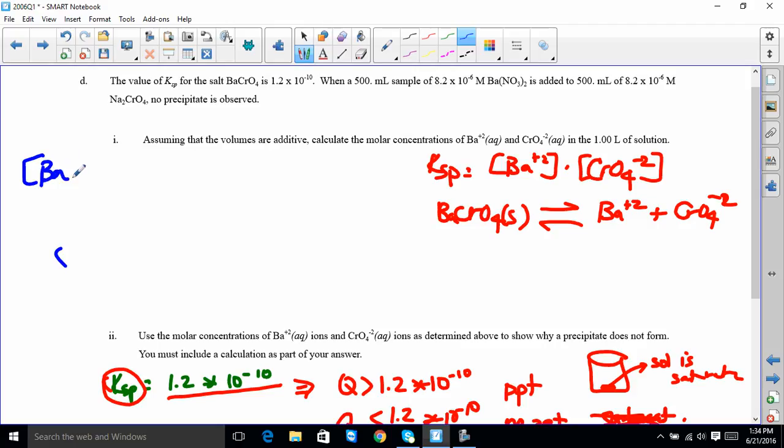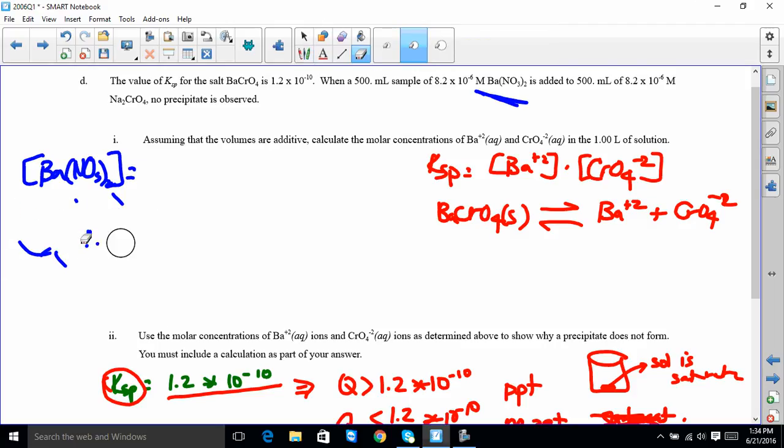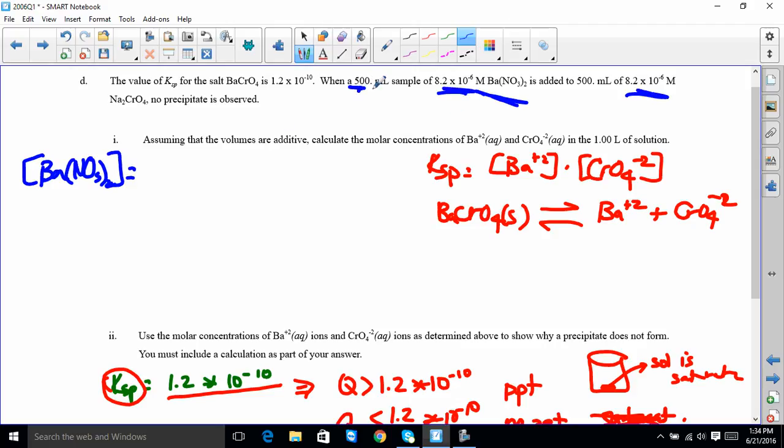Barium nitrate. The concentration of that is, I love these problems because I know that moles per liter times liters will always give me moles. So what I'm going to do first here, and actually it's really kind of sweet, because if you notice, they were kind enough here to make these numbers the same and these volumes the same.